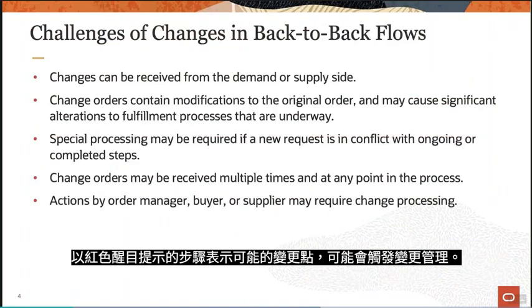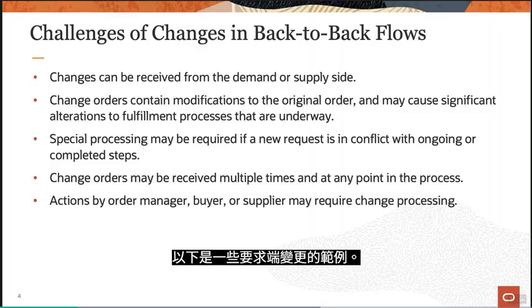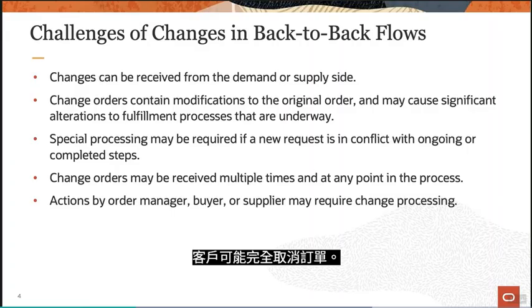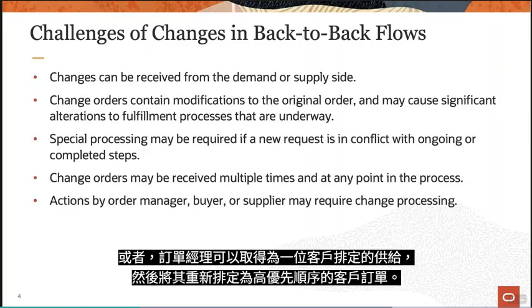Here are some examples of demand-side changes. As a scenario, a customer may request a different quantity of the item that was previously ordered. Perhaps the customer cannot take delivery on the scheduled date and asks for a schedule change. Maybe the customer cancels the order completely. Or an order manager could take supply scheduled for one customer and then reschedule it for a higher priority customer order. For supply-side changes, there could be other scenarios.